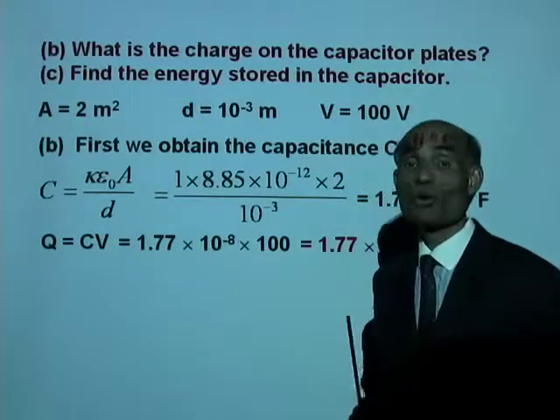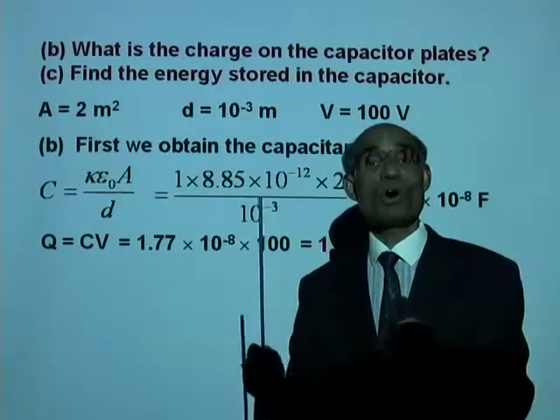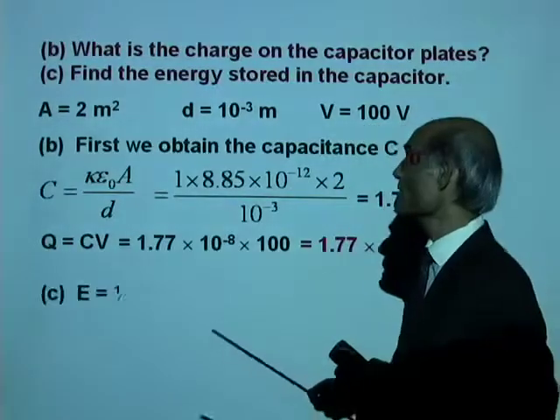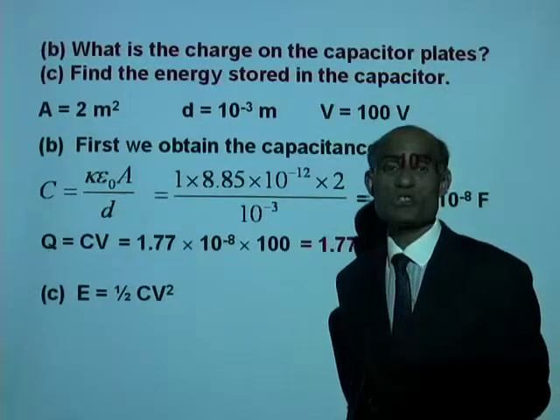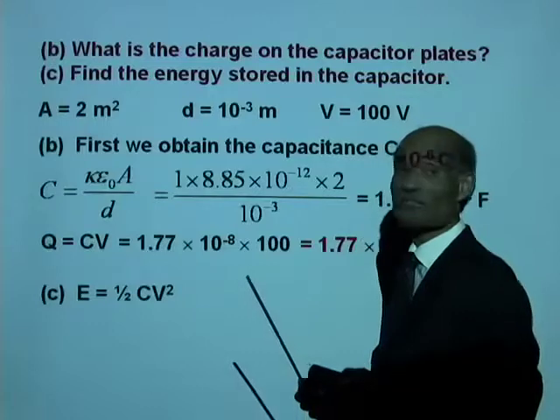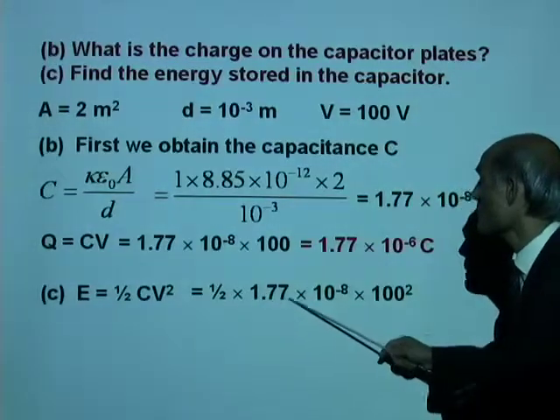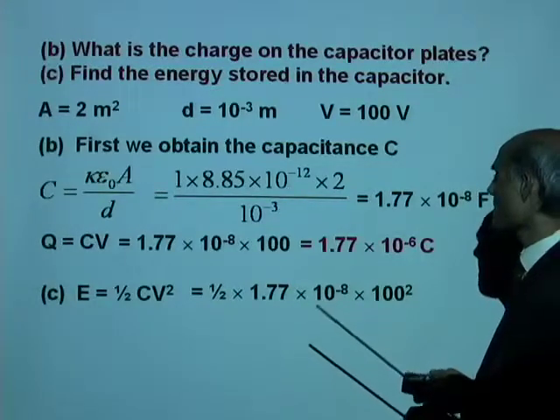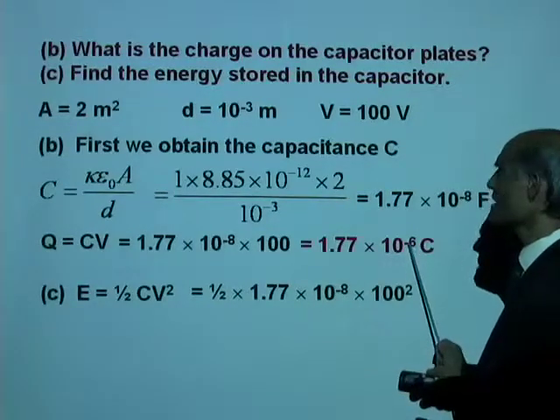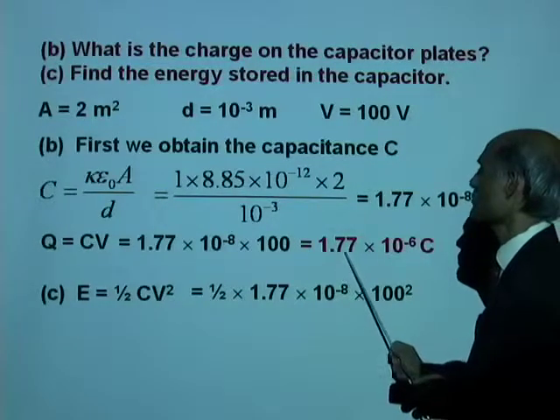Well, energy stored is 1/2 CV squared or Q squared over 2C. We can use this. Energy of a charged capacitor is 1/2 CV squared. C is 1.77 times 10 to the negative 8. Is it 10 to the negative 8 or 10 to the negative 6? Well, it should be 10 to the negative 6.